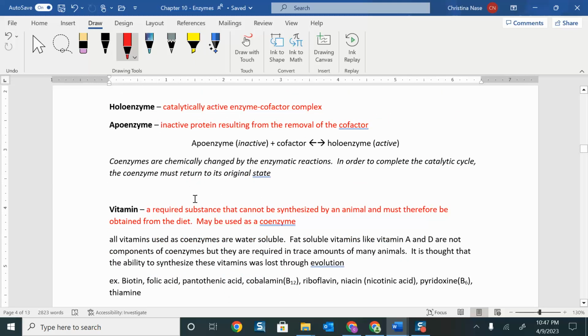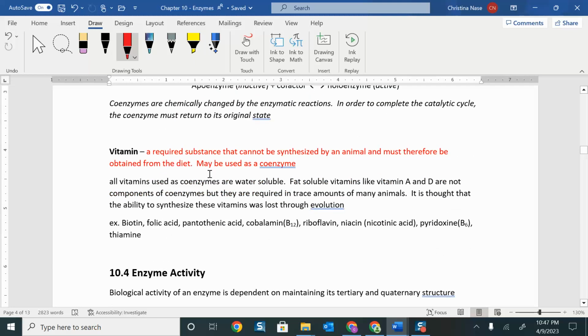We also have things called vitamins. Vitamins are things that your body's not going to make, so they're not synthesized by animals. You have to get them from your diet. So these are like essential minerals. They can also be used as coenzymes. All the vitamins that are used as coenzymes are going to be the water soluble ones. Fat soluble vitamins are not generally components of coenzymes. The water soluble ones will be.